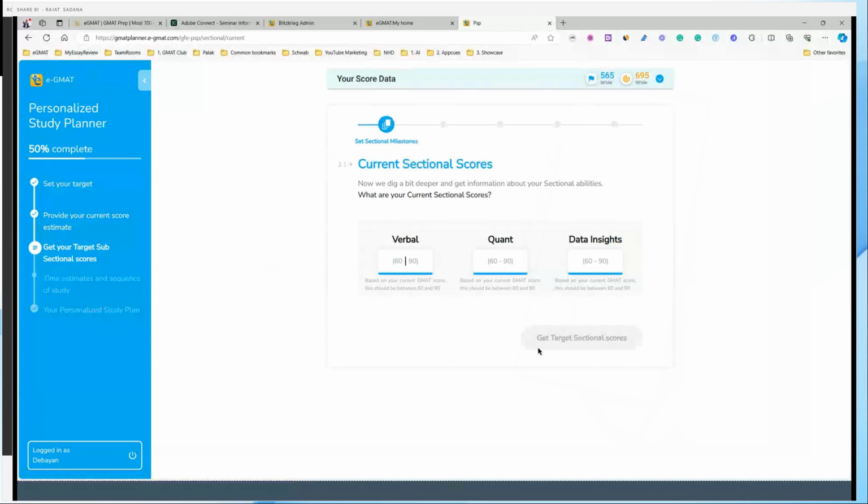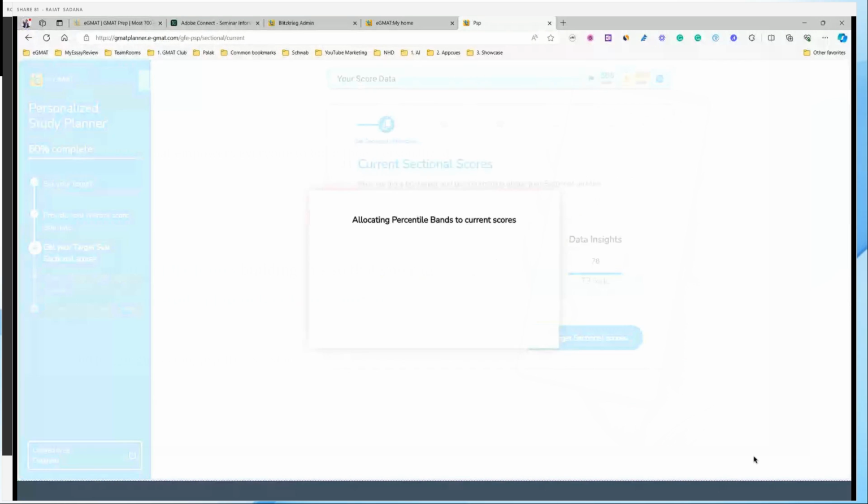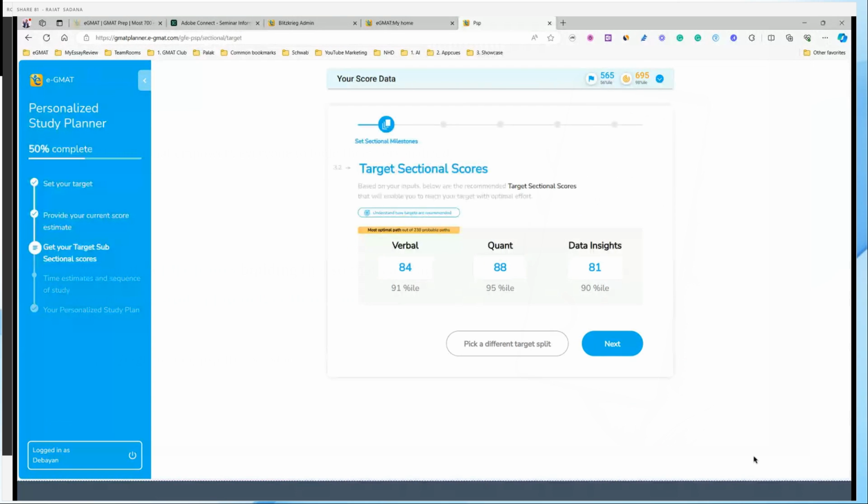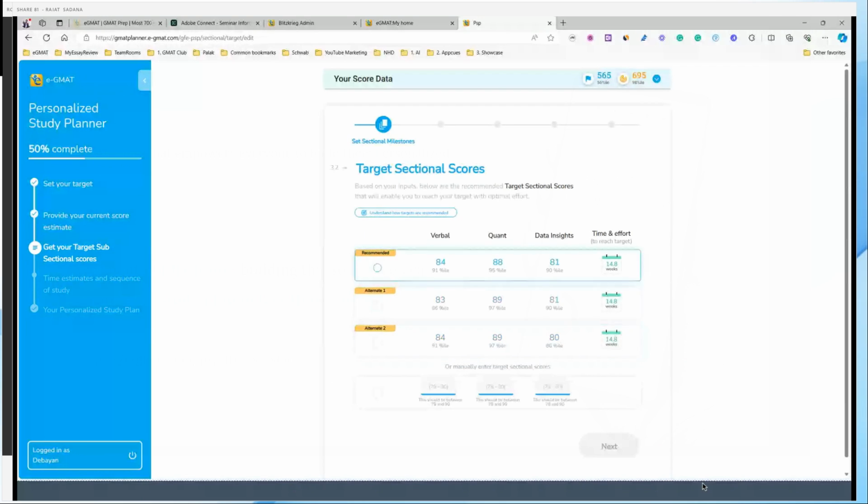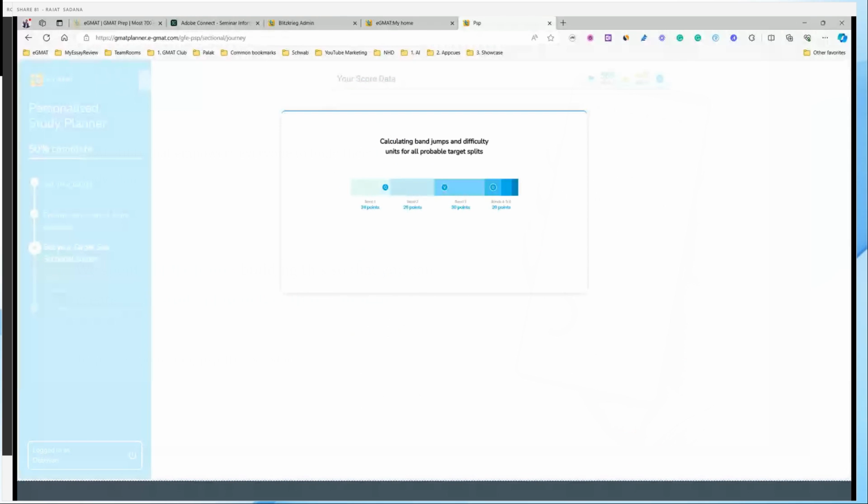Then it's going to ask your sectional scores. I'm going to take someone who's reasonably strong in verbal, so about 78 and 78. Now we're going to really get your target sectional scores here. It analyzes this and says this is what you should aim for in quant, verbal, and DI. So this is where it creates an optimal path. I'm going to create a slightly different split over here. I'm going to aim for something where, actually, let's just take this one now. Okay, I'm going to take that.